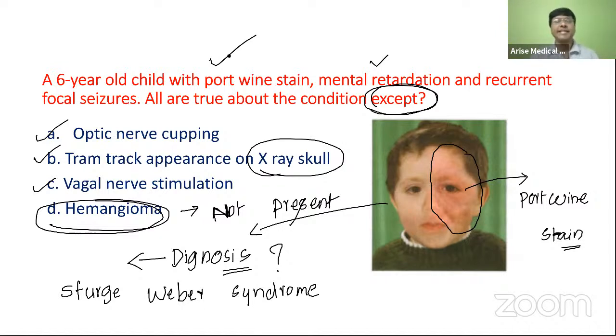So the last question, what is the take-home message? Port wine stain, mental retardation, recurrent focal seizures. Take-home message, Sturge-Weber syndrome. And what will be the treatment? They will have recurrent focal seizures, that is the reason why you need to do vagal nerve stimulation. And why will they have tram track appearance on the X-ray skull? Because of the calcification. And they will also have optic nerve cupping. So this finishes the topic of Sturge-Weber syndrome.